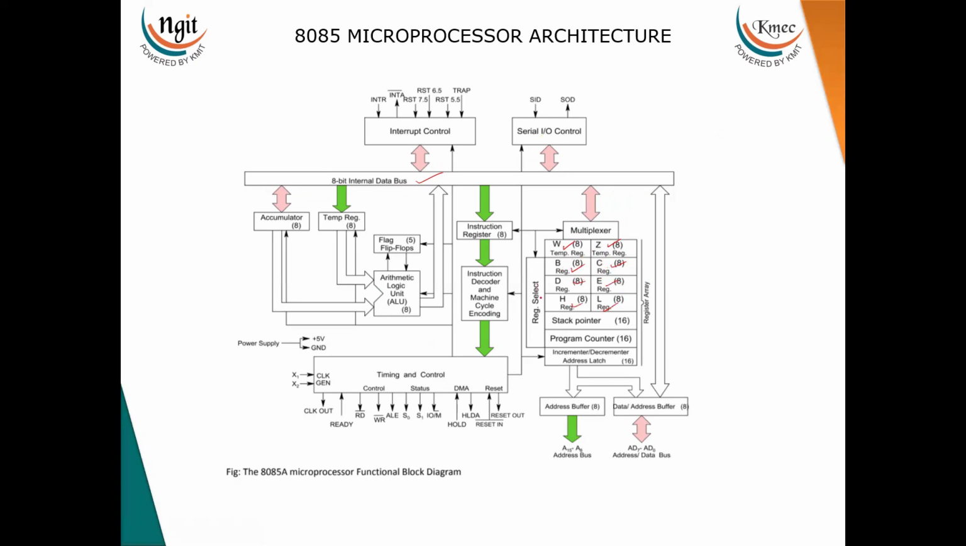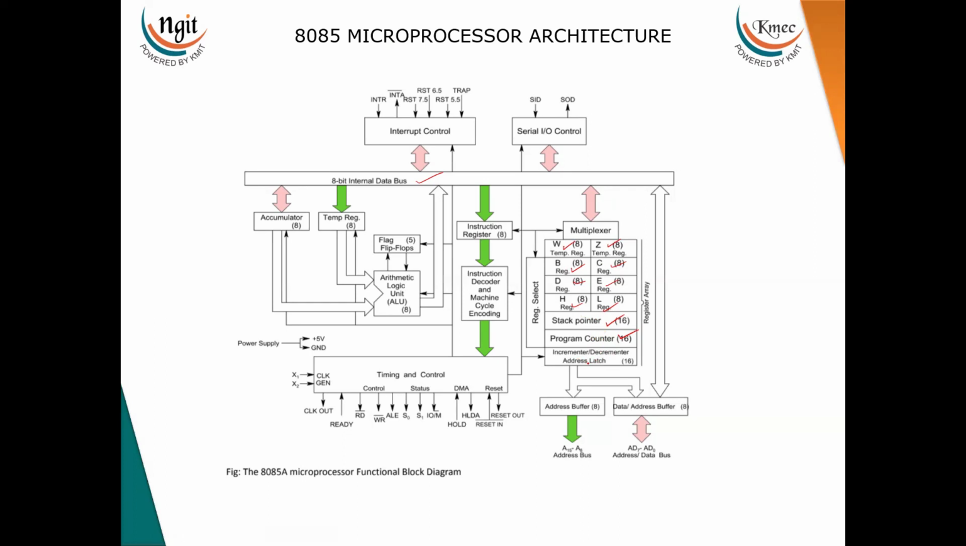Each you can use as an 8-bit register, or if you want to use them as a pair, BC, DE, HL, you can use them as a pair. And these are the general purpose registers which we will use for holding the data. Now the stack pointer will hold the address of the top of the stack, and the program counter points to the address of the next executable instruction.